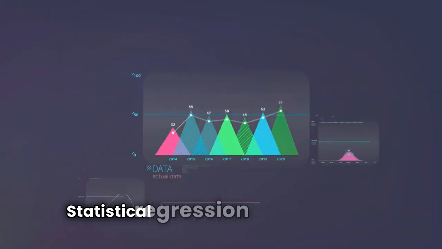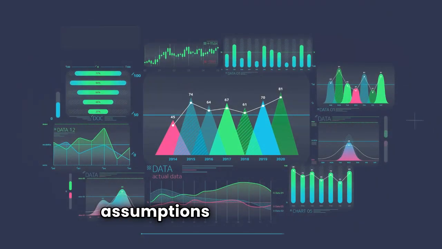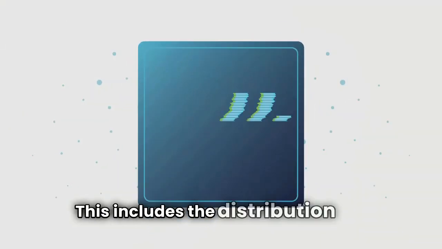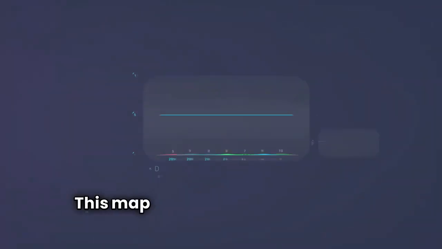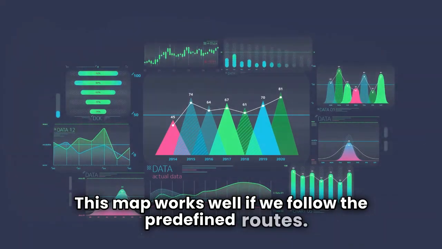Statistical regression relies on strong assumptions about the data. This includes the distribution of the data and the relationship between variables. It's like using a precise map. This map works well if we follow the predefined routes.